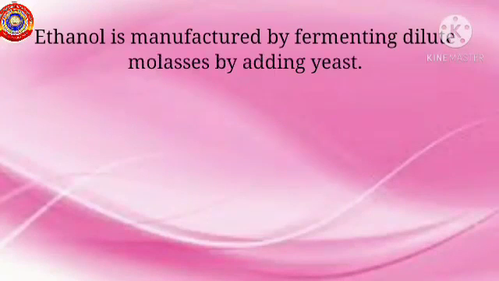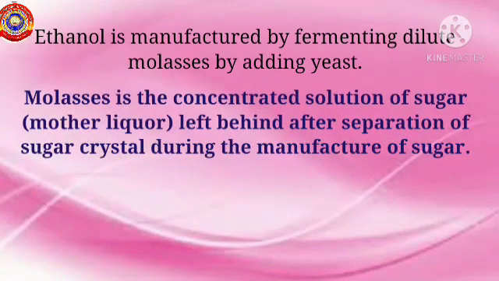Ethanol is manufactured by fermenting dilute molasses by adding yeast. What is molasses? Molasses is the concentrated solution of sugar, known as mother liquor, left behind after the separation of sugar crystals during the manufacture of sugar. Ethanol is manufactured by fermenting the dilute molasses by adding yeast.